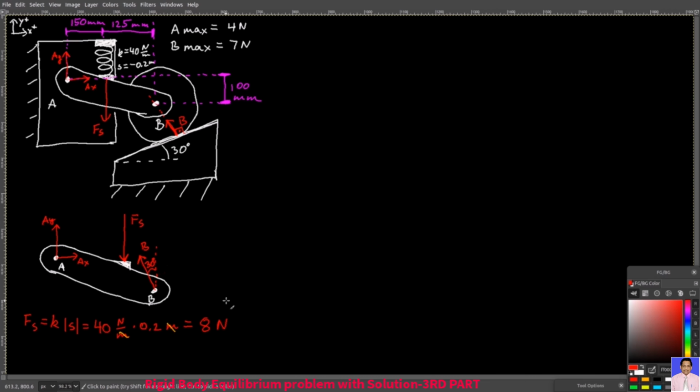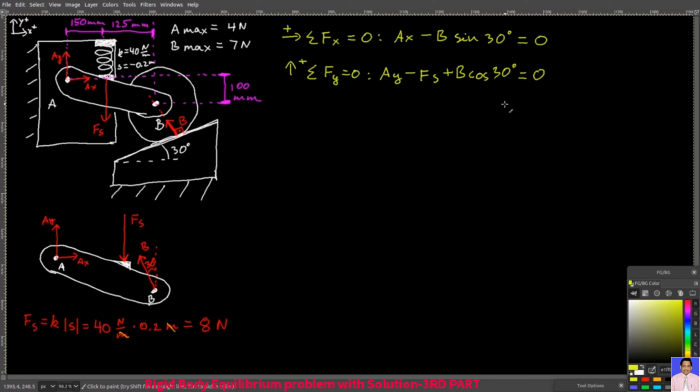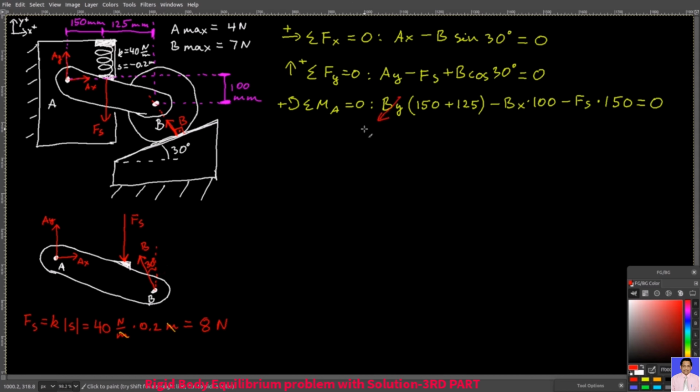Because of the fact that the member AB is in equilibrium, we can apply the rigid body equilibrium principles to find the rest of the forces, AX, AY, and B. So this is the equation for the forces in the X direction, in the Y direction, and then I will take the moments about point A, and in the end I will have this equation where BY is B times cosine 30 degrees, BX is B times sine 30 degrees.